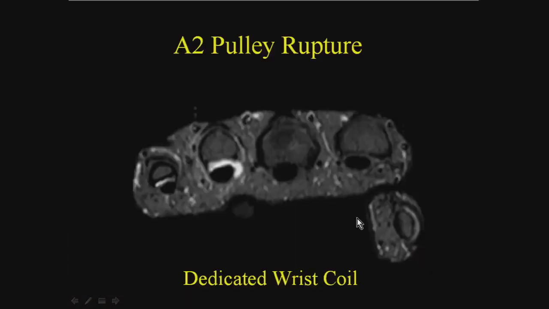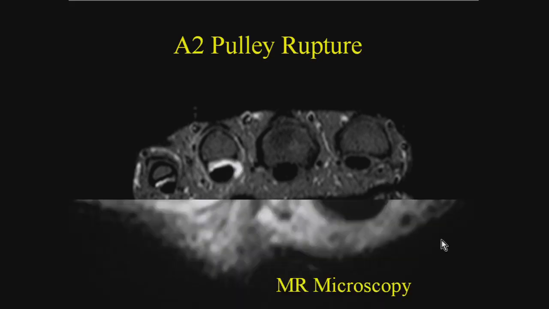But then this is a case from about 15 years ago with a dedicated wrist coil, also in a rock climber. Now I can directly see, here's the A2 pulley, and the small finger is intact. But in the ring finger, you can see it's ruptured, and you've got fluid signal intensity extending through it. The ulnar component's intact, it's the radial component that's torn. With dedicated wrist coils, we could directly see them.